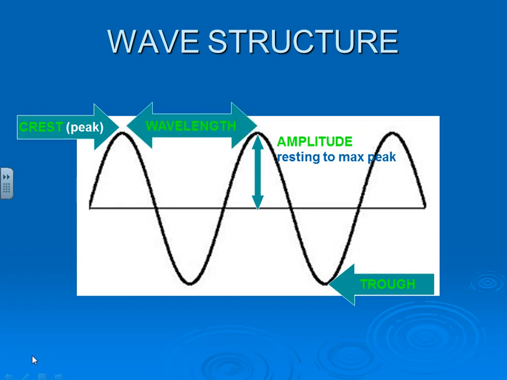The next part of the wave that we are going to label is called a wavelength. Wavelength could be measured from crest to crest, from trough to trough, basically two corresponding parts on that wave. Low energy waves typically have long wavelengths. High energy waves typically have short wavelengths.